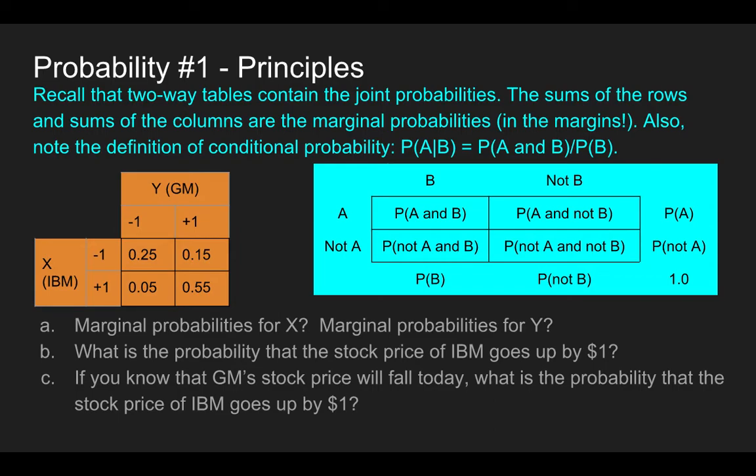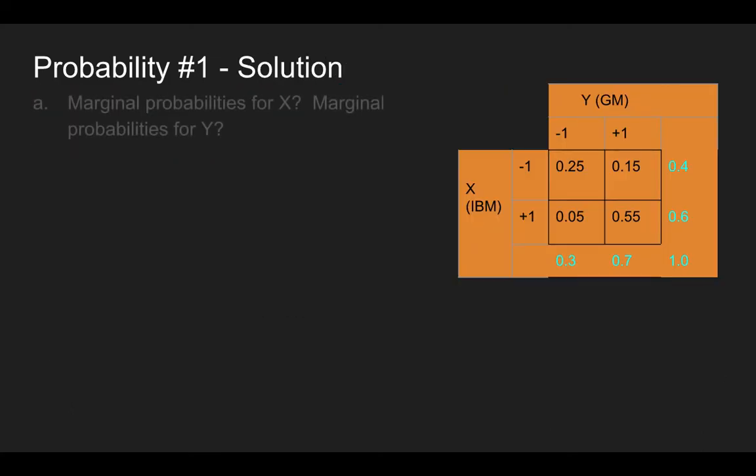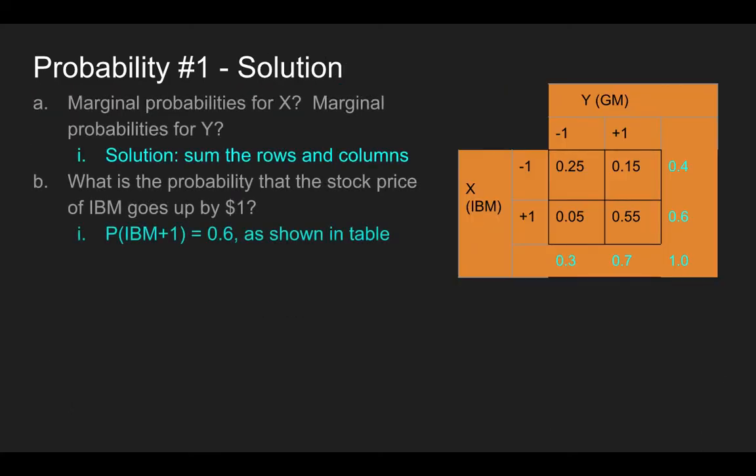So the question B is, what is the probability that the stock price of IBM goes up by $1? If you notice carefully, this is basically rewording part A. It's just asking for the stock price of IBM going up by $1, which is the probability of X being 1. So it could be worded in a different way as shown in B. And yeah, that's going to be 0.6.